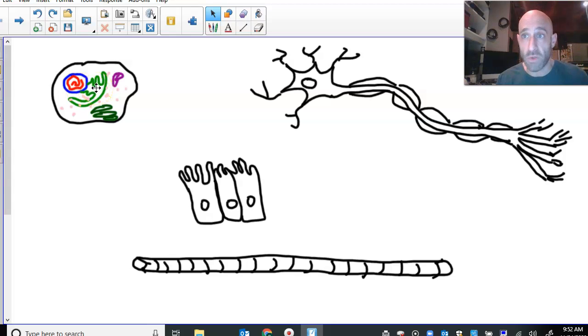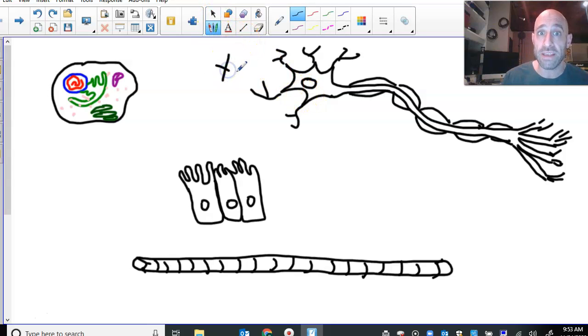Now, here's the thing about cells, though. They come in all different shapes and sizes. And what determines its shape and size is what it does. So, for example, this one over here is a neuron. And neurons are huge cells. They have these long axons. And they look the way they do because their job is they take information from over here and they send it all the way down to over here. So our neurons have the job of sending information. So they're long and thin, right?